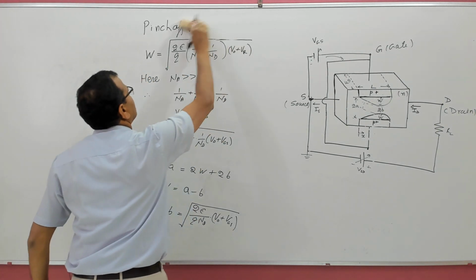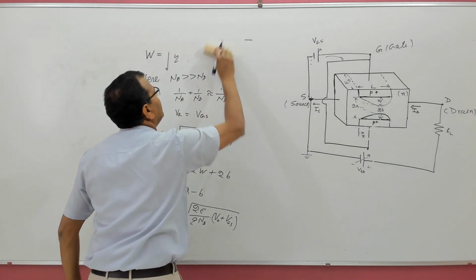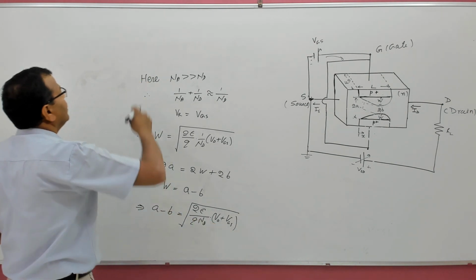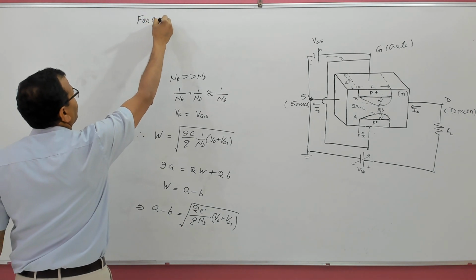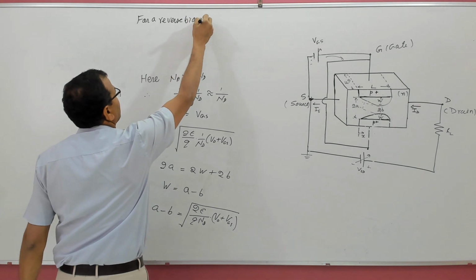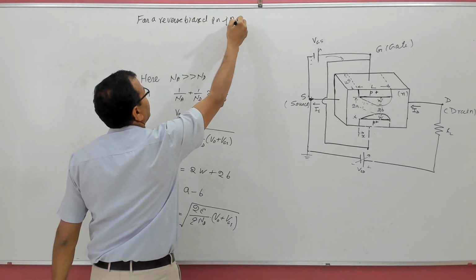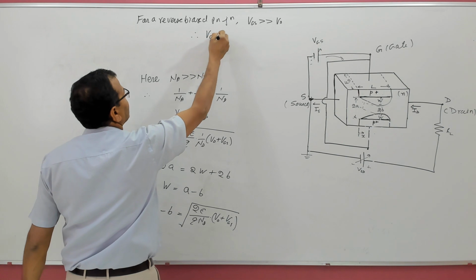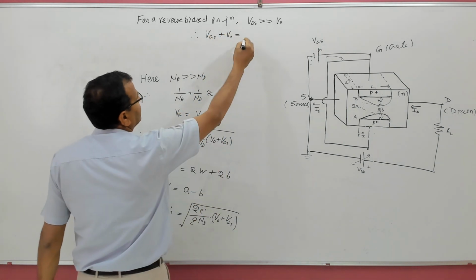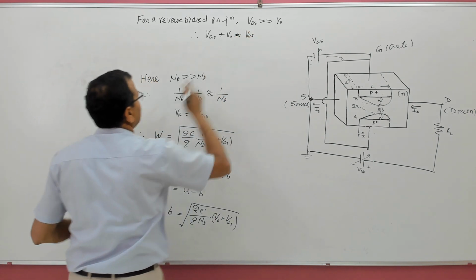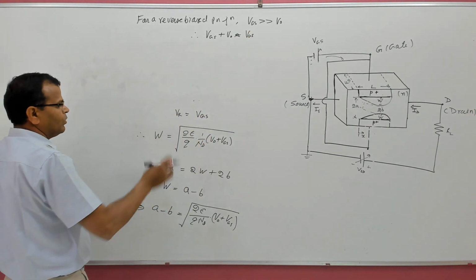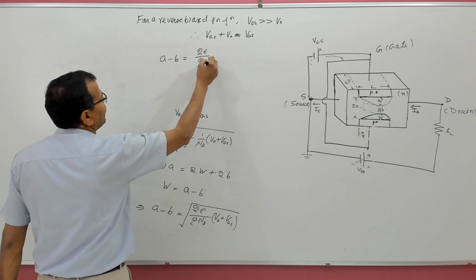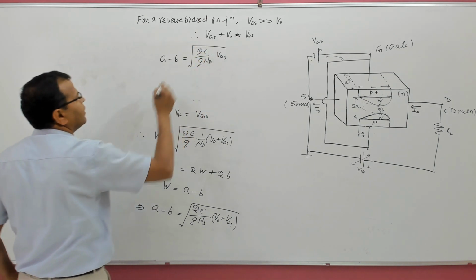Now there is an important relation here. VGS is reverse biasing voltage. So for a reverse biased PN junction, remember VGS is much greater than V0. Therefore VGS plus V0, where V0 is the built-in potential of the junction, is approximately equal to VGS. So this gives A minus B is equal to the square root of 2 epsilon by Q ND multiplied by VGS.